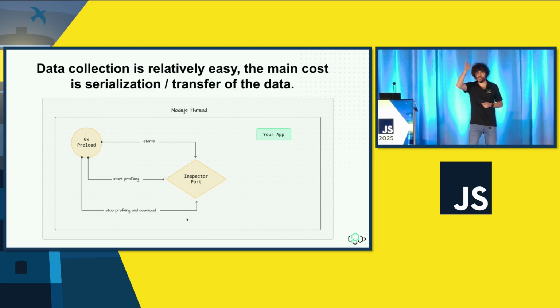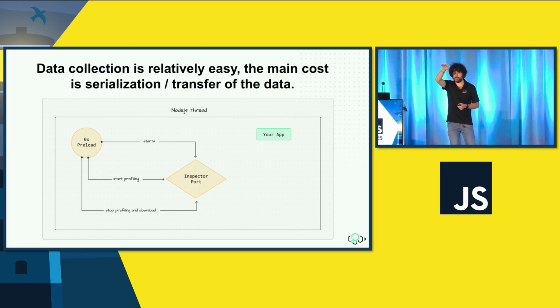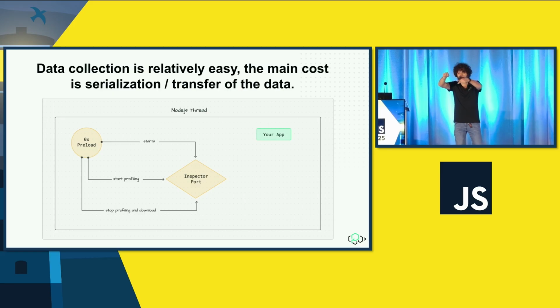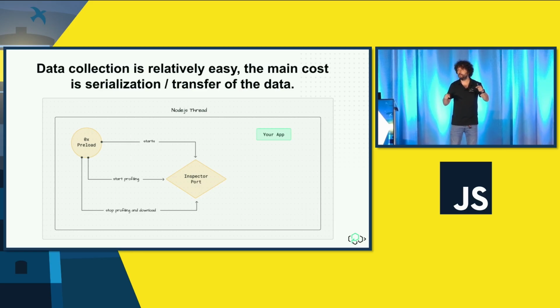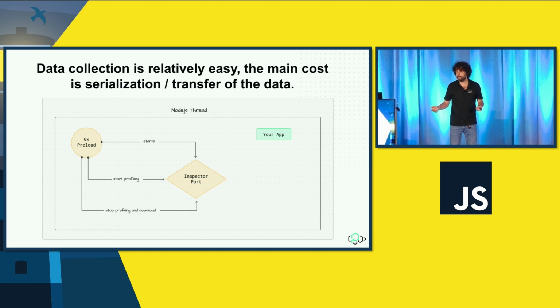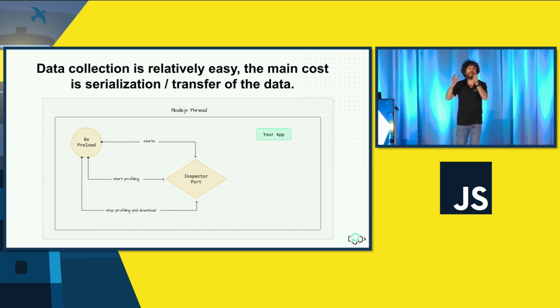Now you see, I have the inspector running on my process. I have it open a port. Then from the same process, I connect to myself to download the profile. Does that look like a lot of overhead to all of you? Maybe yes. So that's why it's slow.